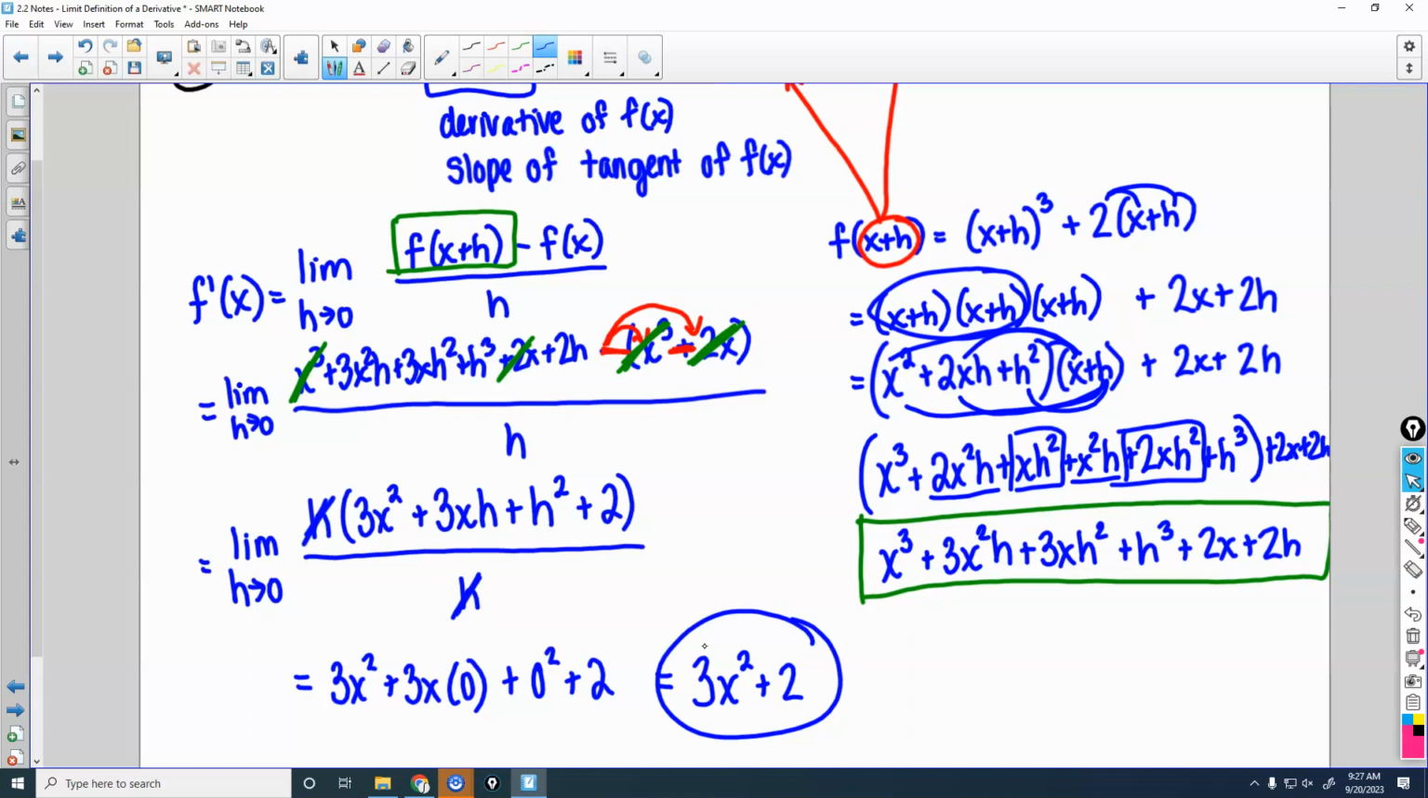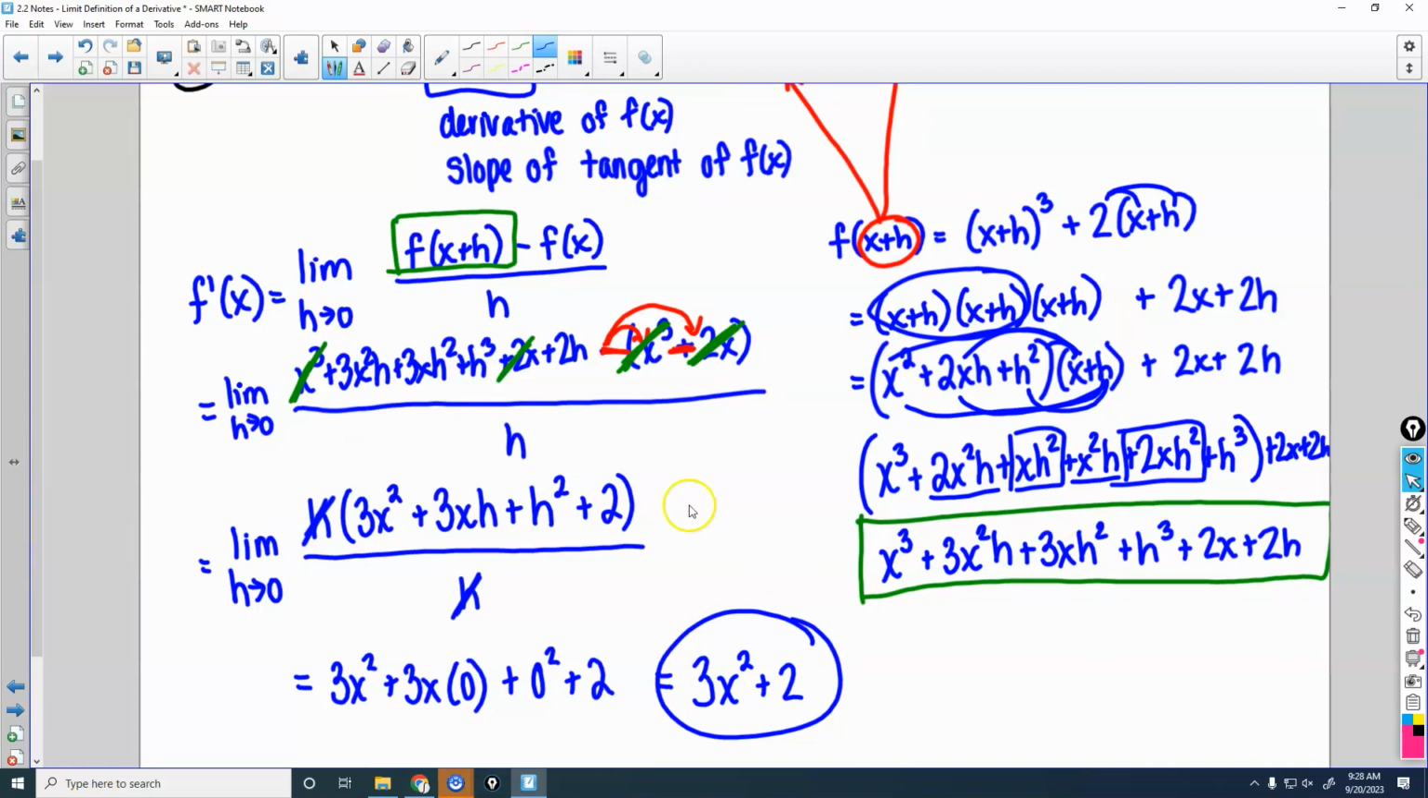Okay, so this is our derivative. It gives us the slope of the tangent line at any point. So if I want to know the slope of the tangent line at 0, I would plug in 0. If I want to know the slope of the tangent line at 4, I'd plug in 4.